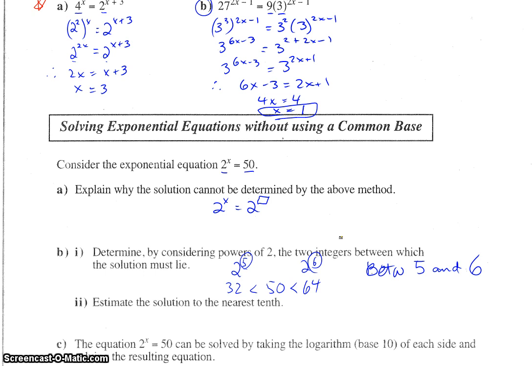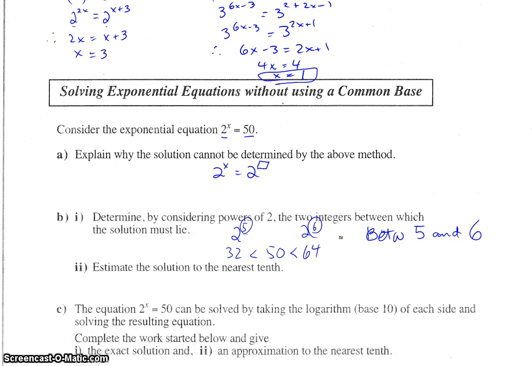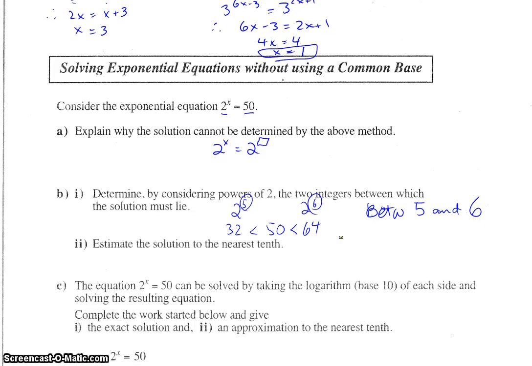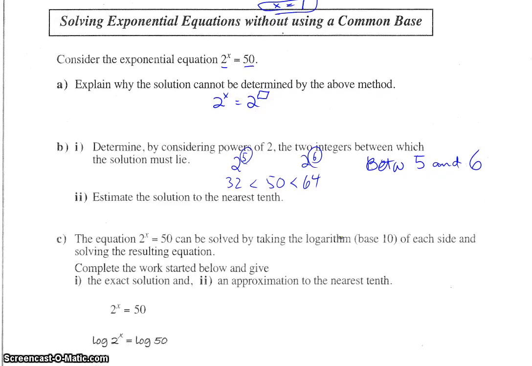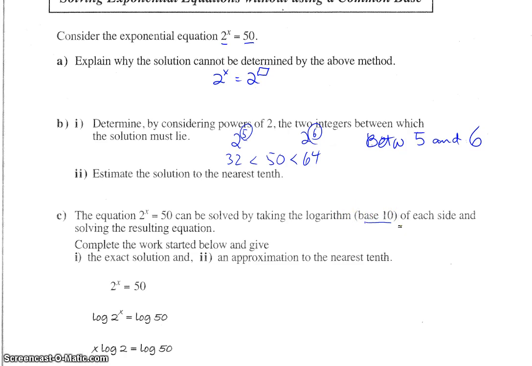But what we're going to learn on the next page is what to do when you have those situations where you can't get the bases the same. And that is exactly what they're showing here. We're going to actually log both sides, base 10, because that's what your calculator does, so that's a good base to put it in. And what you do is you go log of the left-hand side, 2 to the x, equals log of the right-hand side, log 50.